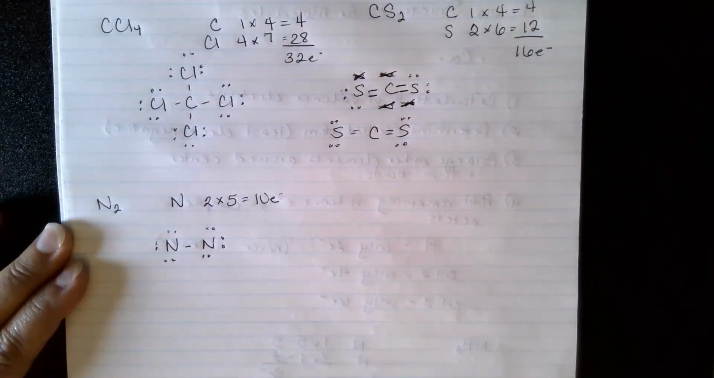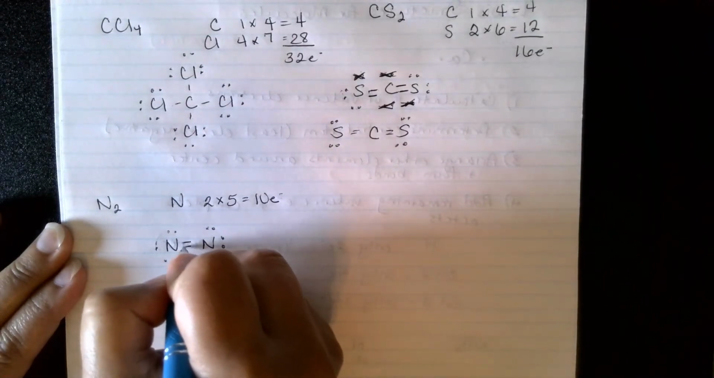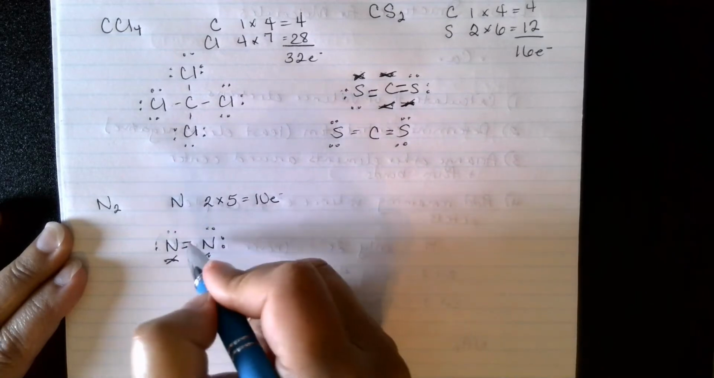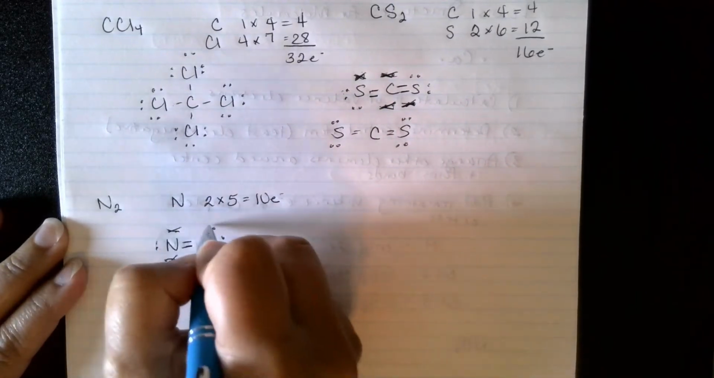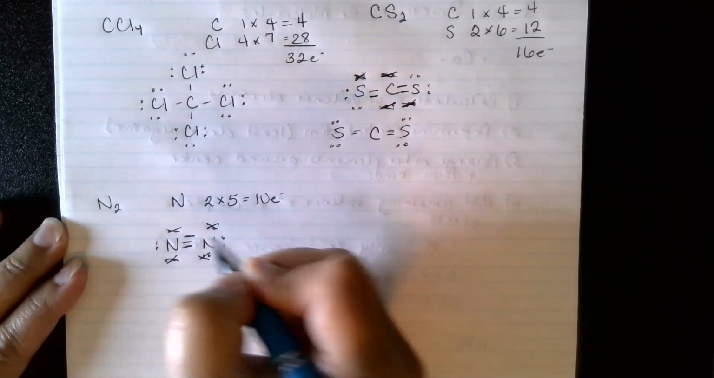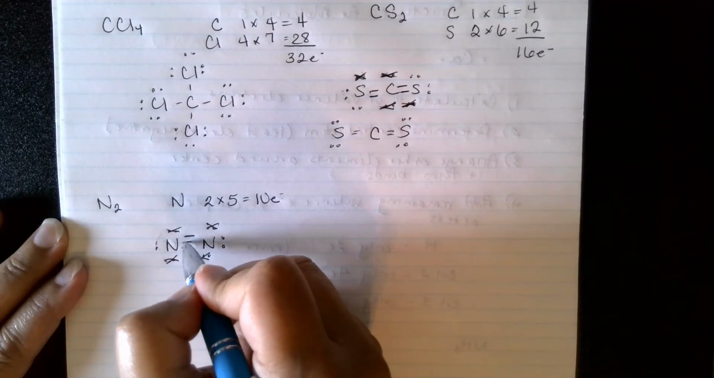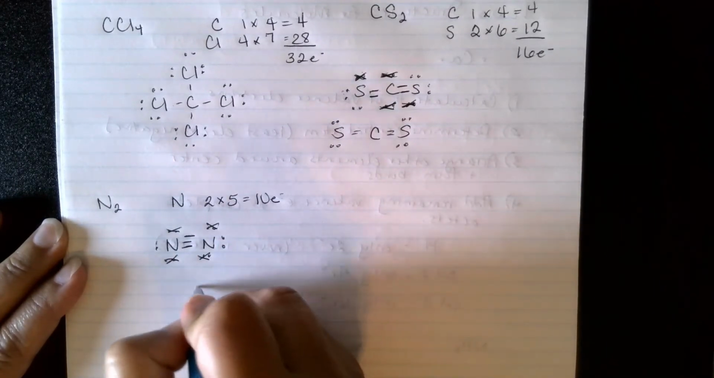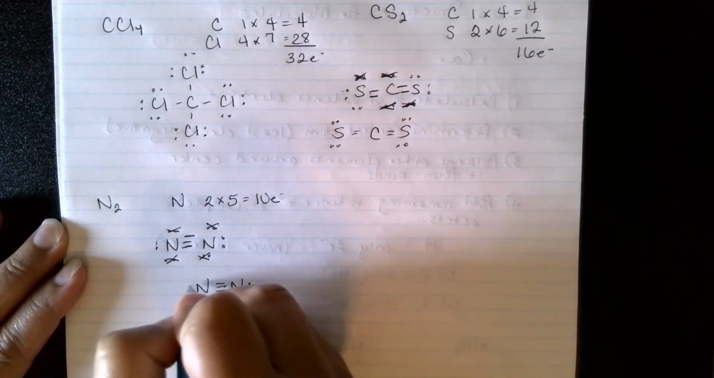Oh, way too many. So I'm going to need a multiple bond. So I'm going to put my bond in and get rid of a pair on each one. 2, 4, 6, 8, 10, 12. Still too many. Get rid of a pair on each one and make another bond. So 2, 4, 6, 8, 10. Now the triple bond is the most that you can have. We don't have like a quadruple bond.